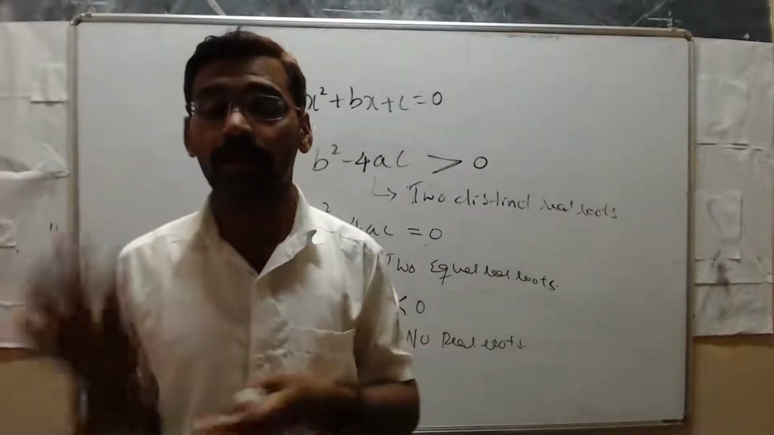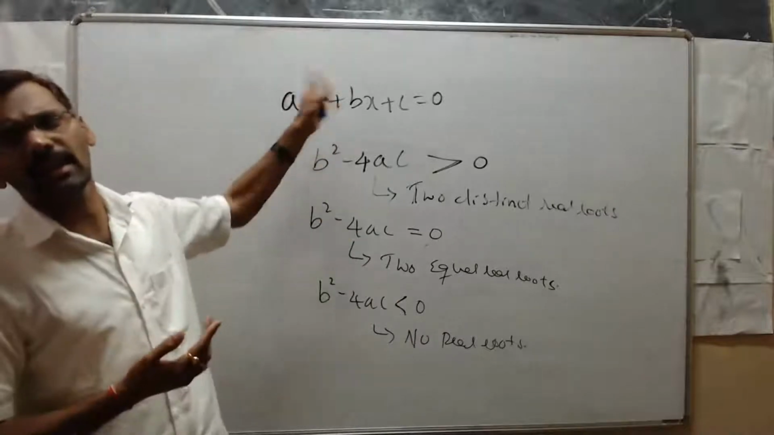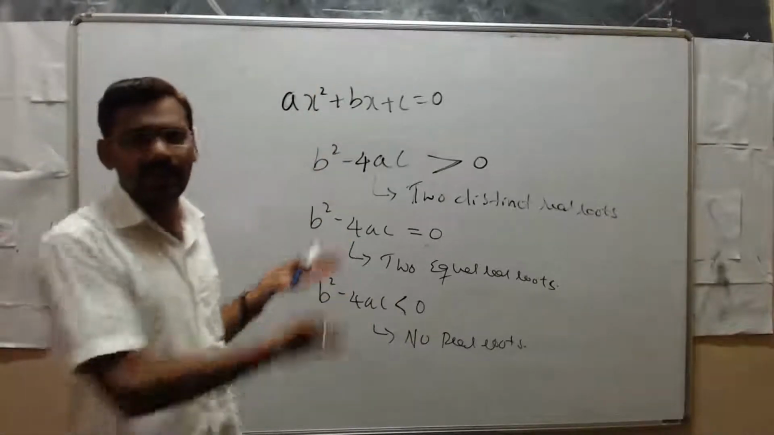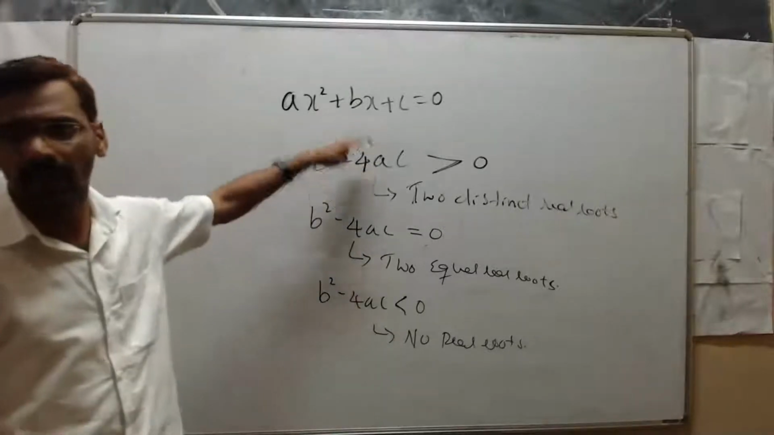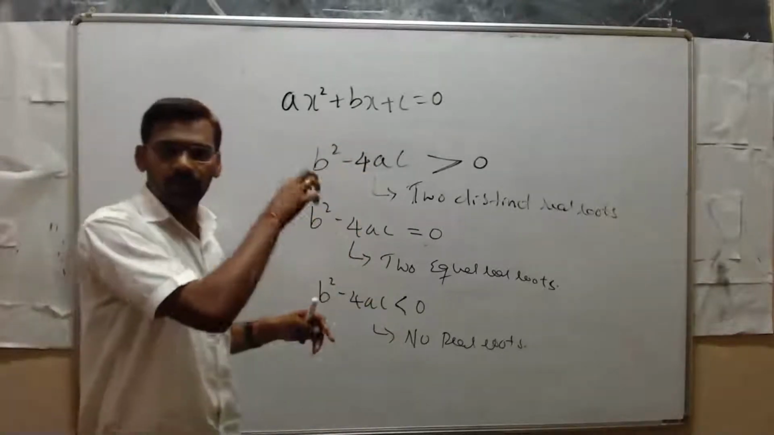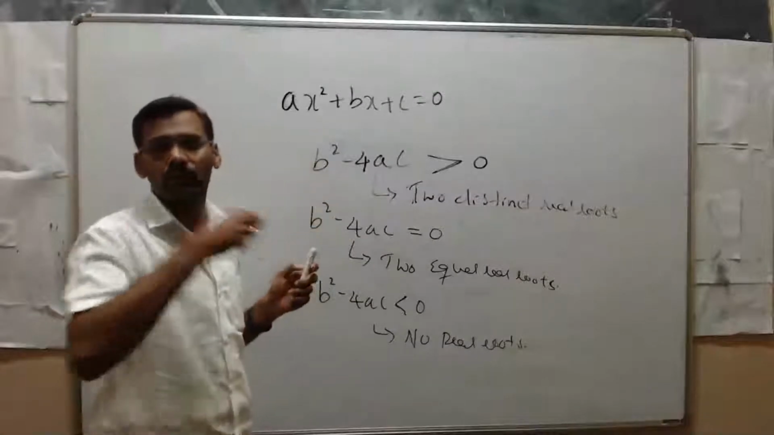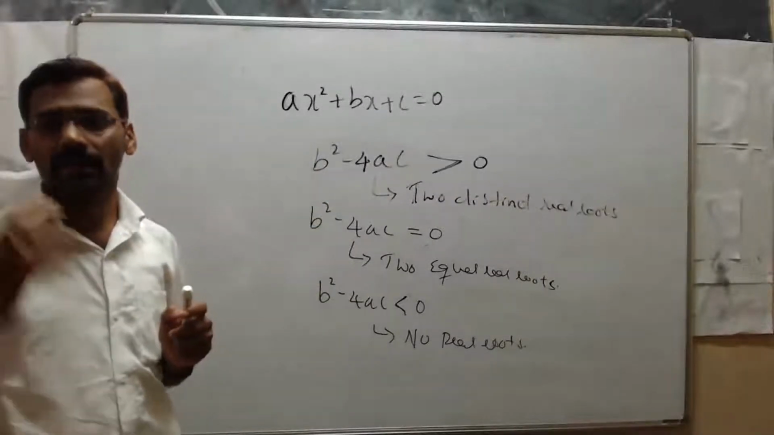How can we find b square minus 4ac? Again with the help of the quadratic equation. The equation will be given, in it there will be an a value, a b value and a c value. Then we have to substitute them. After simplification one value will come, and based on that value we have to decide the nature of the roots.